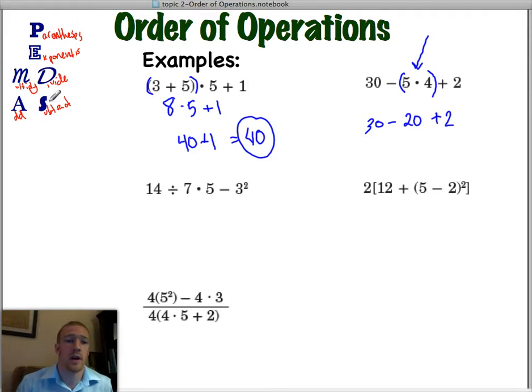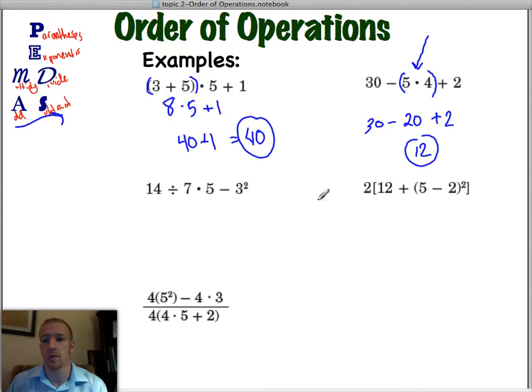So now add and subtract are equivalent. We just work left to right. So 30 minus 20 is 10. 10 plus 2 is 12. Alright, that's our answer.